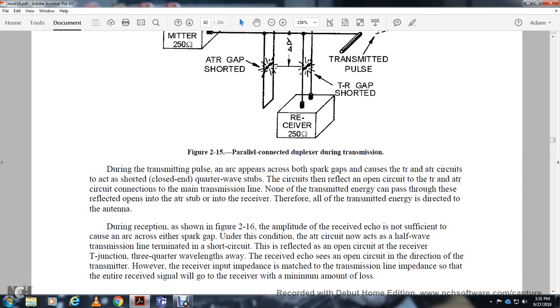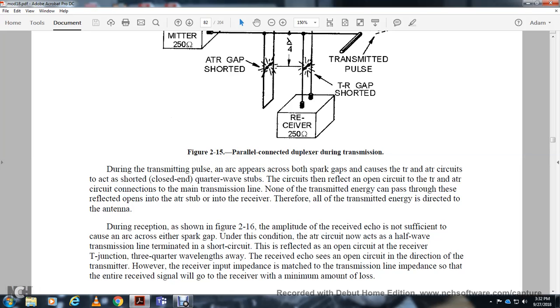During reception, as shown in Figure 216, the anti-transmitter receiver spark gap is not arcing. The circuit now acts as a half-wave transmission line terminated with a short circuit, which reflects an open circuit at the T-junction, three-quarters of a wavelength away. The receiver sees an open circuit in the direction of the transmitter.